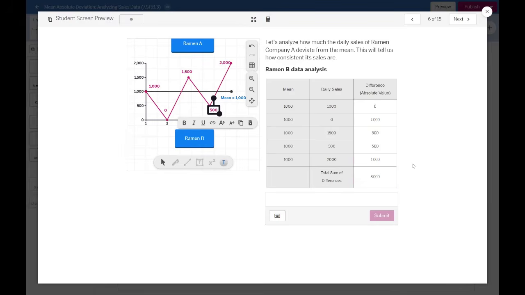Since 3,000 is the total distance or the total difference that we have, we need to even it out first. So 3,000 divided by 5, since we have 5 data points, is equal to 600. Therefore, the 600 is the MAD for Ramen B. But what does it tell us? How are we going to use the 120 MAD and the 600 MAD of the different companies that we have? Let's look at the next slide.